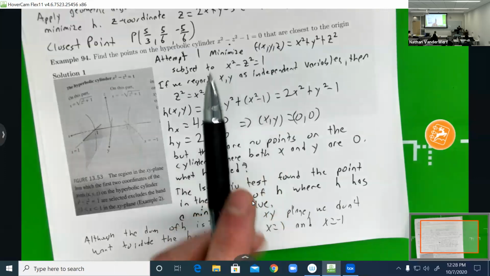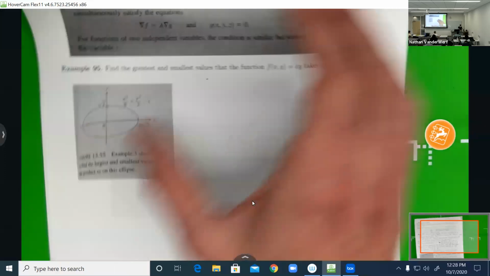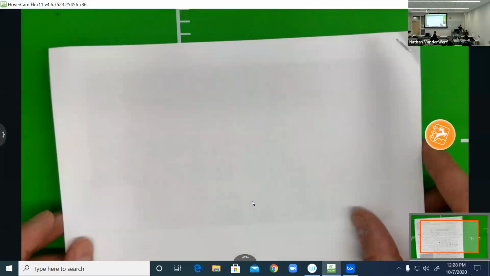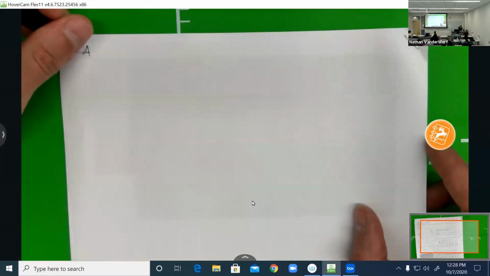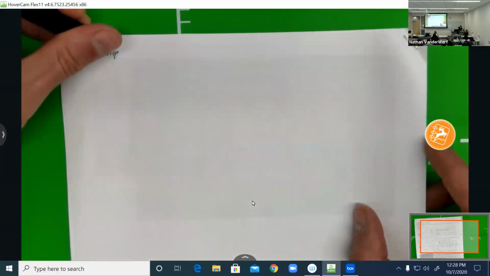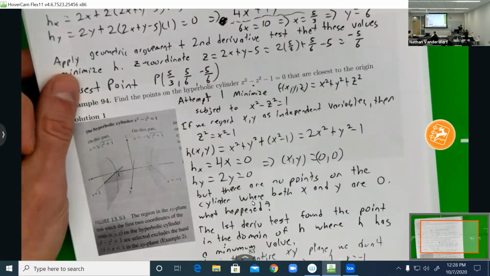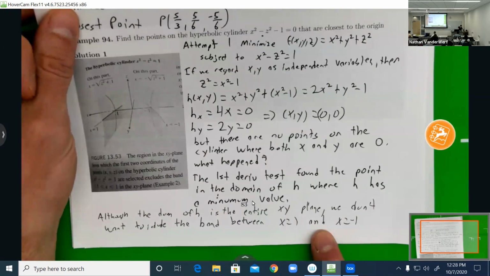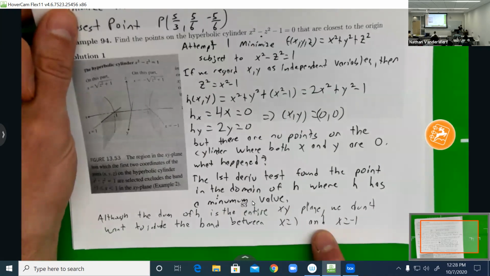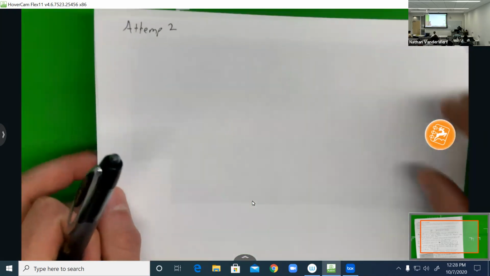So now we'll jump to attempt 2 here, and we'll do this on the back because we ran out of space. We don't want to include this band, between x equals 1 and minus 1. But we can get around this here by attempt 2. We can avoid this problem.